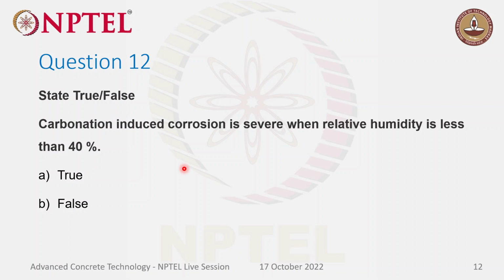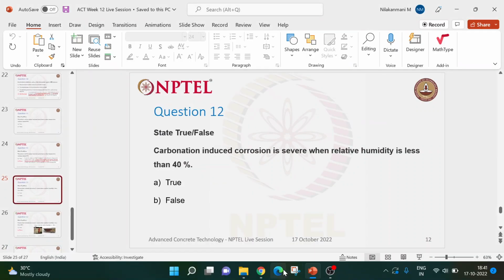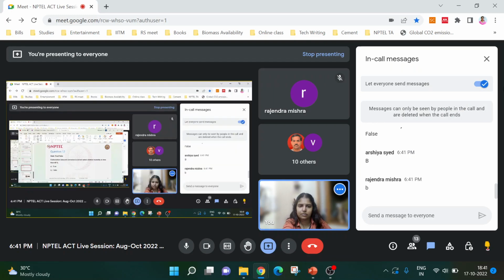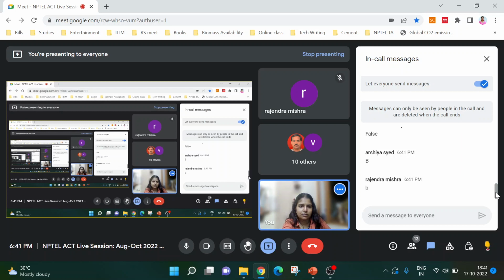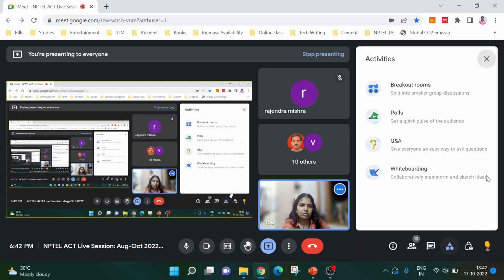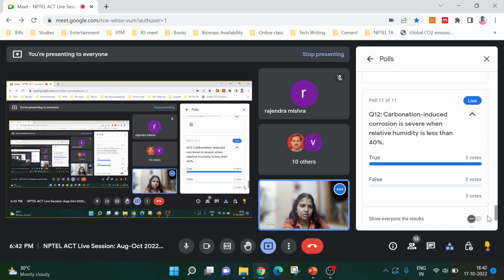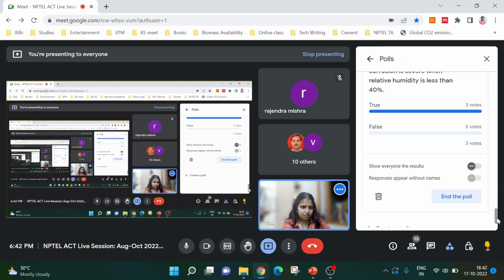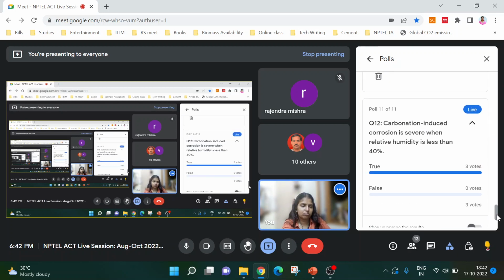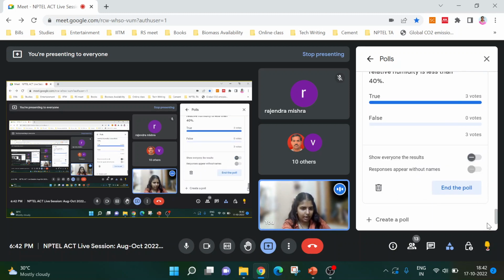Time is up. Let's see the class response. Okay, again, I could see more false answers here, option B. Into polls. Here, a big true. Okay, again, it's a mixed response. So let's see the solution.